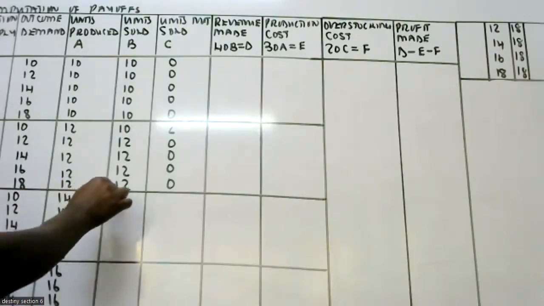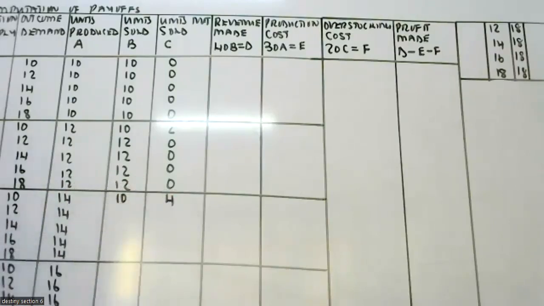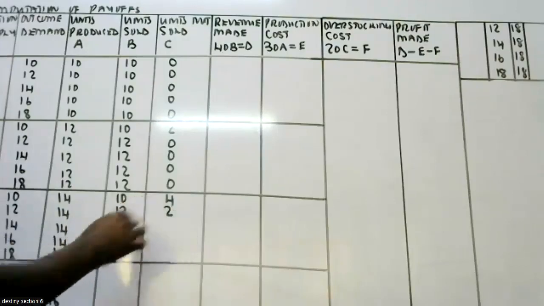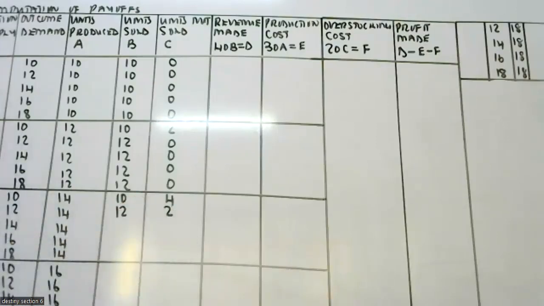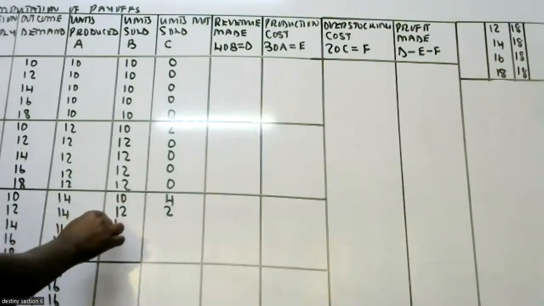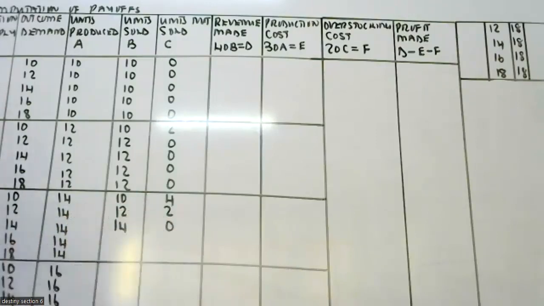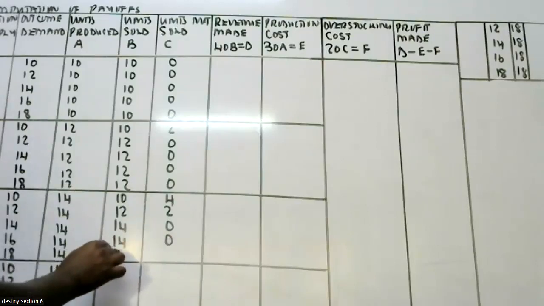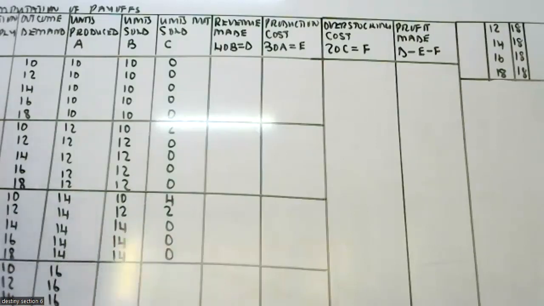Coming here, we have produced 14 against a demand of 10. So we sell 10, we remain with 4. Here we sell 12, we are left with 2. Here we sell 14, we are left with 0. We sell 14, we are left with 0.